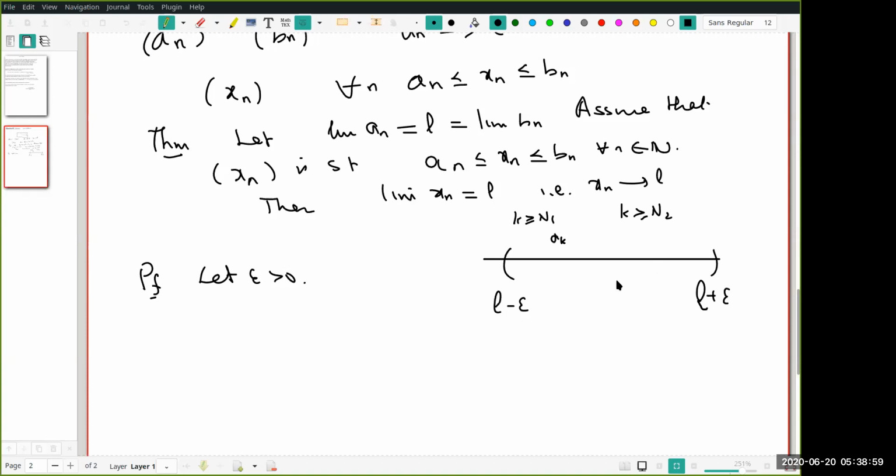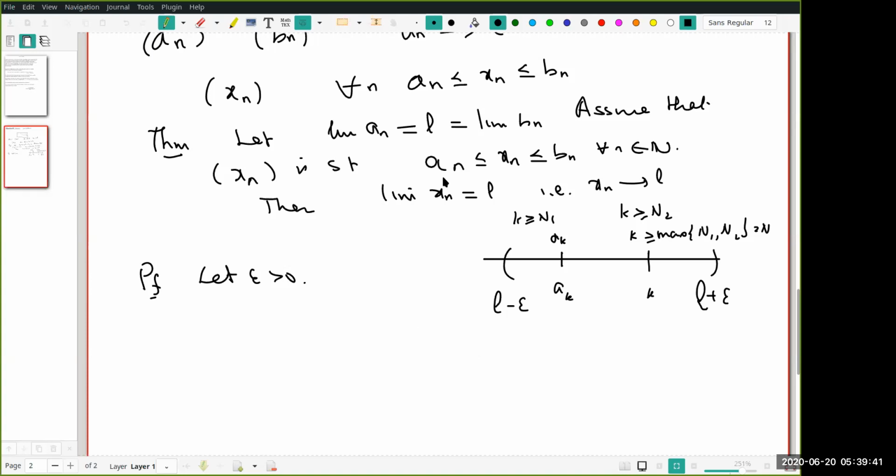Now notice, what's the relation between AK and BK? If I choose N to be the maximum of N1 and N2 and K to be greater than or equal to N, then AK will lie here and BK will also lie here. And just because AK is less than or equal to BK, I can draw a picture like this. So this is for K greater than or equal to the maximum of N1 and N2. Call it N.